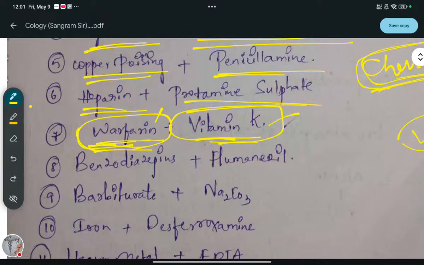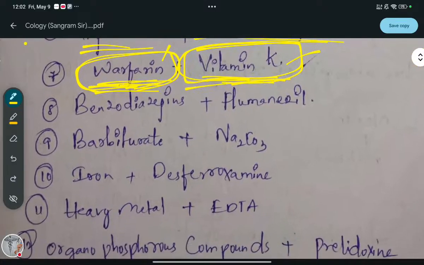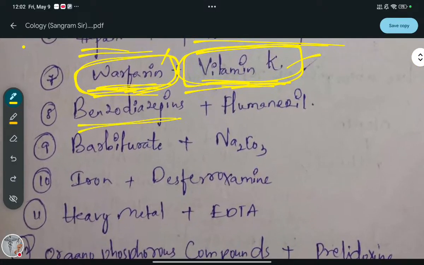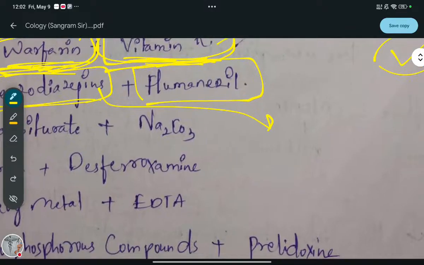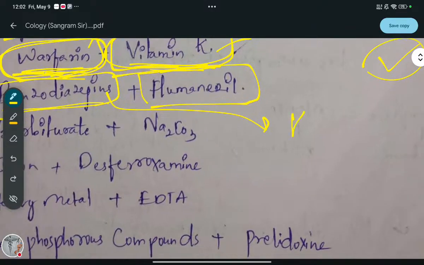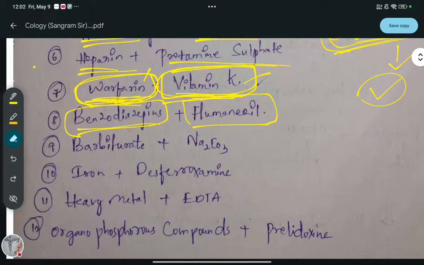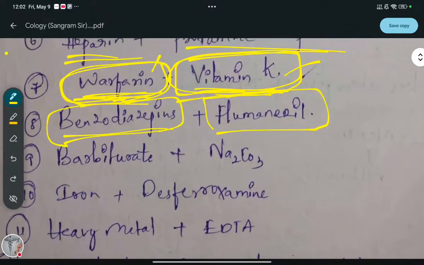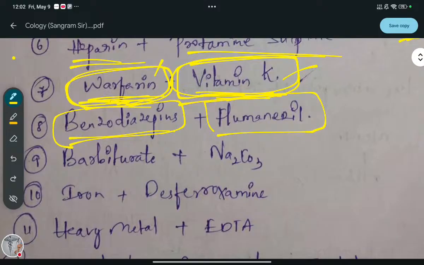The warfarin will try to show its effect as anticoagulant, and vitamin K will try to show its effect as coagulant. Next is benzodiazepines. Benzodiazepine is a sedative or hypnotic, along with flumazenil. When this sedative is taken, it will try to decrease the anxiety. But along with that, if you take flumazenil, then flumazenil will show antagonism along with the benzodiazepine.